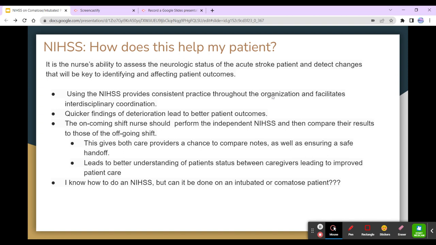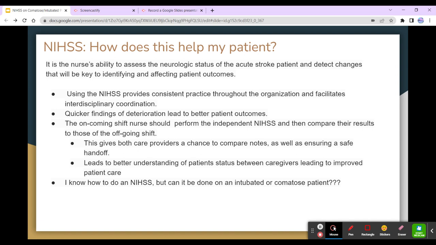We provide consistent practice throughout the organization, from the neurologist to the neurosurgeon to the ICU nurse to the intensivist. Everybody knows how to do the NIH stroke scale. They're all certified. Therefore, if you tell any of those people her NIH was a 7 and now it's a 12, they're going to be concerned and they're going to understand what's going on.